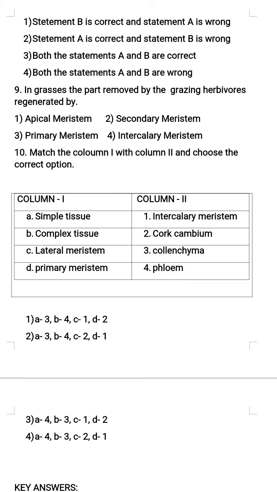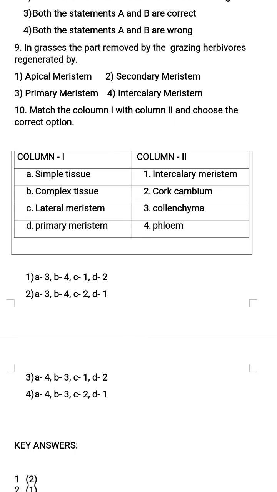I repeat once again, so this mitosis cell division is meant for growth of the organs in both plants and animals. So this concept is also very important for competitive examinations. Refer KCET 2016. Next, 10th question, matching type. This is also very important way of asking matching type. Let's match column 1 with column 2. Here are the two columns, column 1 and column 2.